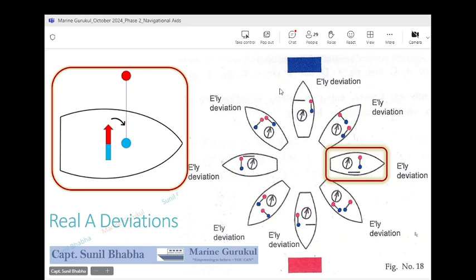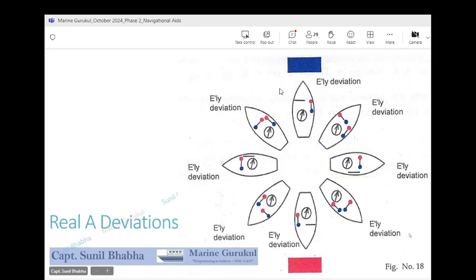Now let's move on to northeasterly heading. So northeasterly is a little tricky. It's a little complicated. So let's try to analyze the northeasterly heading now. Now let's see a third scenario with the ship heading in the northeasterly direction. So with the ship heading in the northeasterly direction, how does the deviation behave?